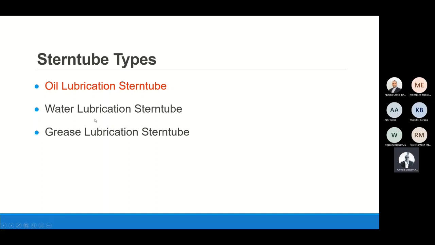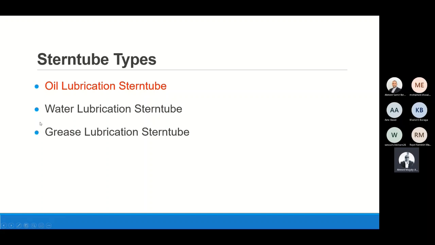The other one, water lubrication, you can see normally in small vessels and some ferries, and in small size vessels and passenger vessels as well. It has this type of stern tube in most cases. And then you have the grease lubrication stern tube.